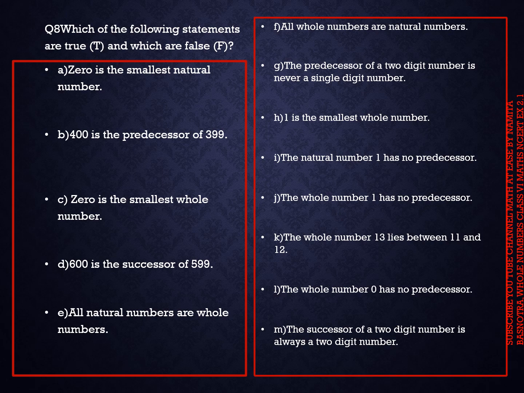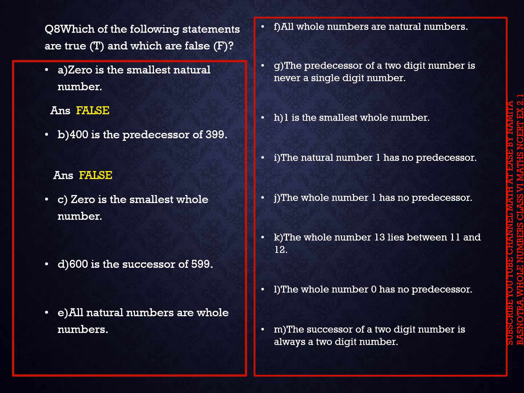If the statement is true, you have to write T in front of it, and if the statement is false, you have to write F in front of it. The A part: 0 is the smallest natural number. Is 0 a natural number? Tell me. No. So this is false. B: 400 is the predecessor of 399. So this is also false.